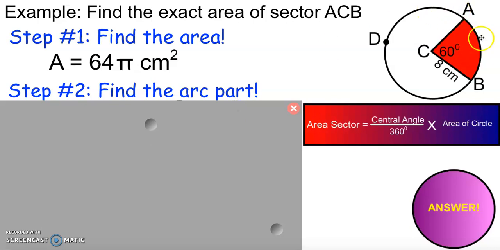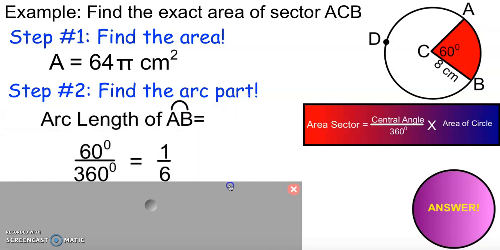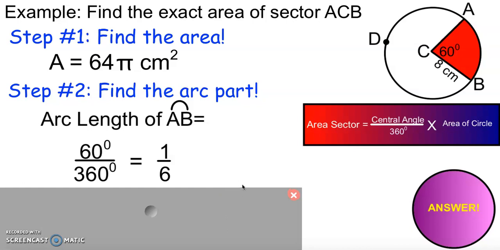Then I want to figure out how much of this circle is this sector. So I'm going to take 60 over 360. So this is my central angle of 60 degrees, which is going to be 60 over 360. That becomes 1/6. Okay. So 60 over 360 is 1/6, and then I just take 1/6 times 64 pi centimeters squared.